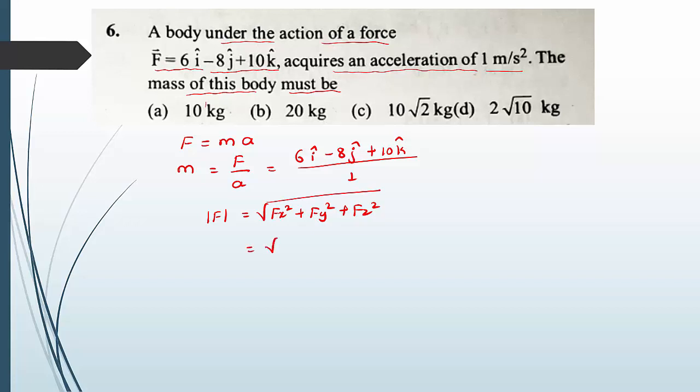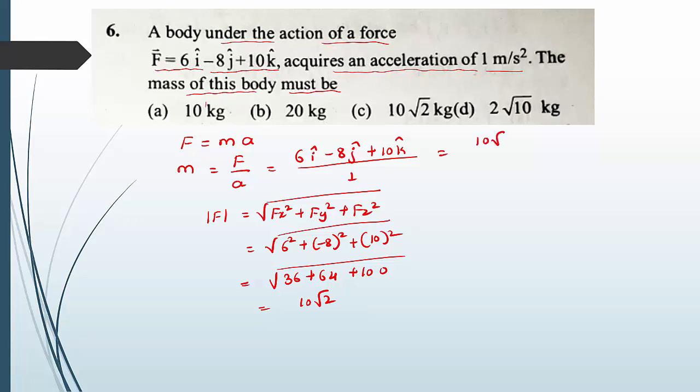Fx square means it is 6 square plus minus 8 square plus 10 square. So you will get the answer 6 square 36 minus 8 square plus 64. 10 square is 100. So we will get the answer 10 root 2. After calculating, you will get the answer 10 root 2. Substitute here. 10 root 2 divided by 1 is equal to how much? 10 root 2 kg. So 10 root 2 kg means we go for option C. C is the right answer.